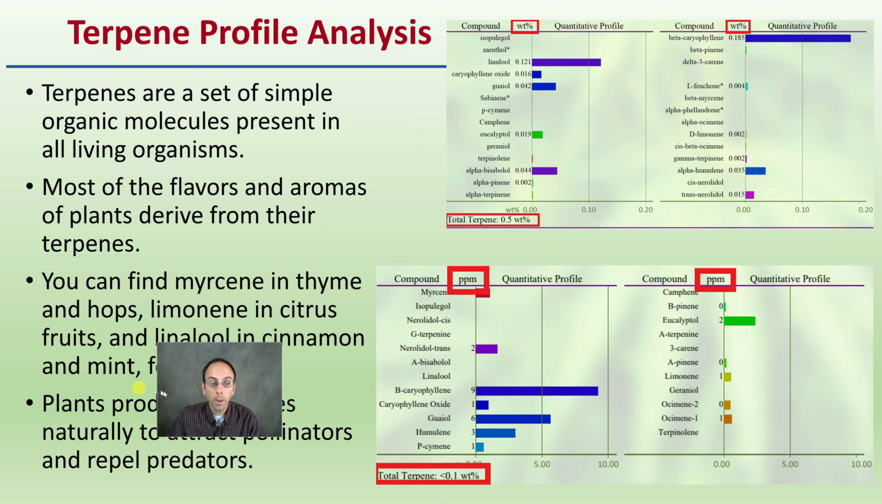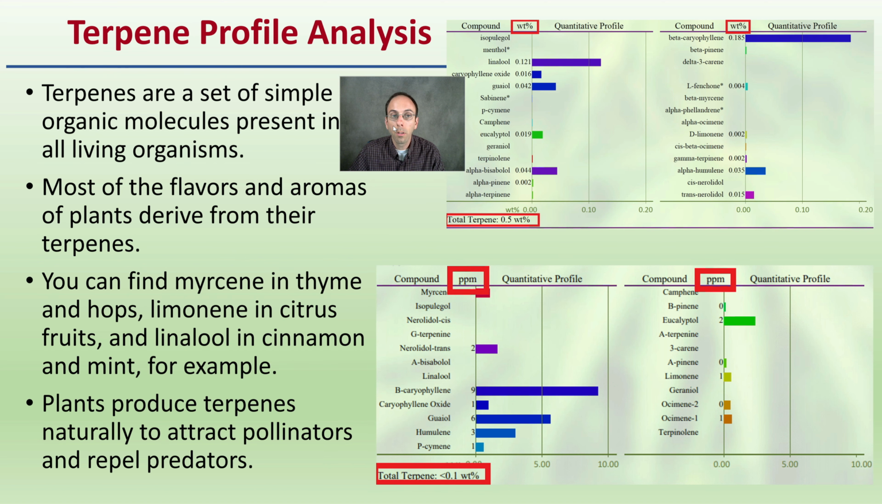Then the terpene profile and analysis, and this is getting a lot of popularity amongst consumers. Terpenes are a set of simple organic molecules present in living organisms. Most of the flavors and aromas of the plants are derived from their terpenes. You can find linalool in lavender and thyme, and humulene in hops, and limonene in citrus fruits, as well as other terpenes that are not unique to cannabis, but a lot of times are provided in the cannabis analytical report.